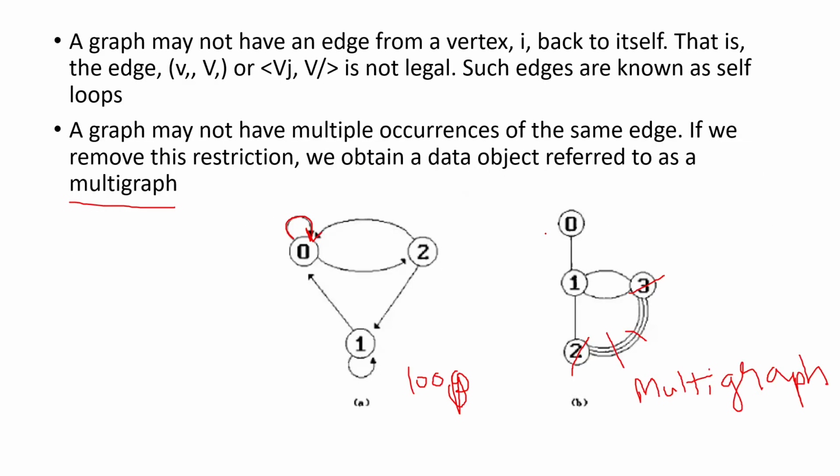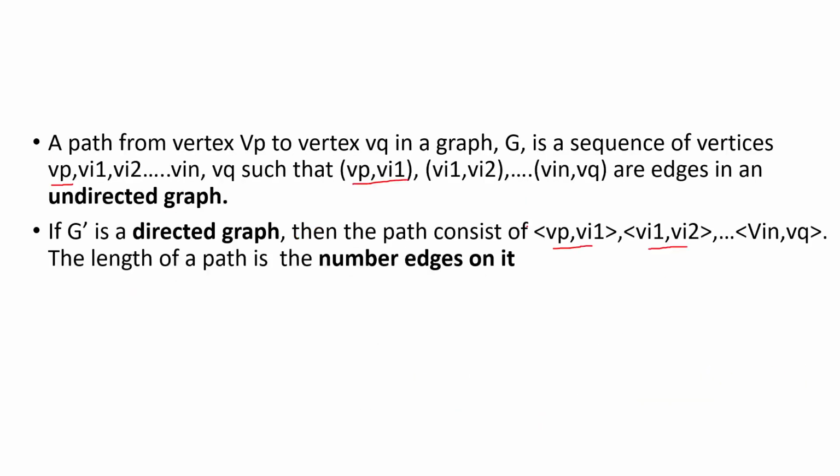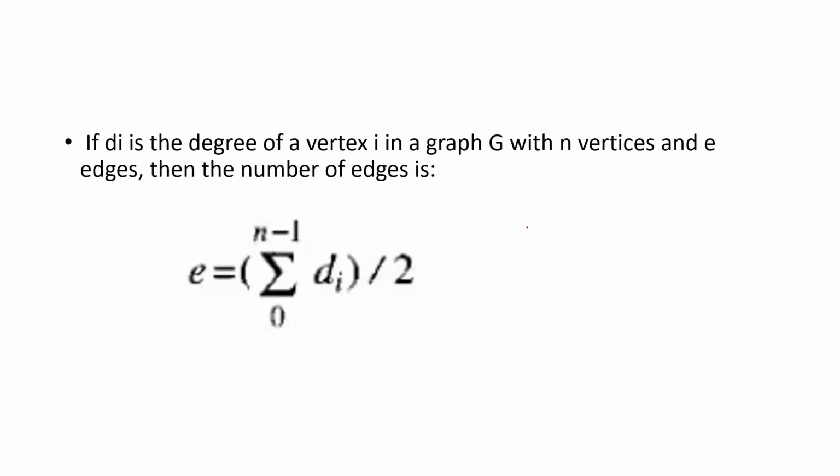If you take this example, for this node there is no in and out, but there are two edges. The degree of this node is 0, degree of this node is 3, and if you consider this as a graph, the degree of this is 3 because of two nodes, one is incoming, you can say like that. If di is the degree of vertex i in the graph with n vertices and e edges, then the number of edges is equal to the sum of degrees divided by 2.